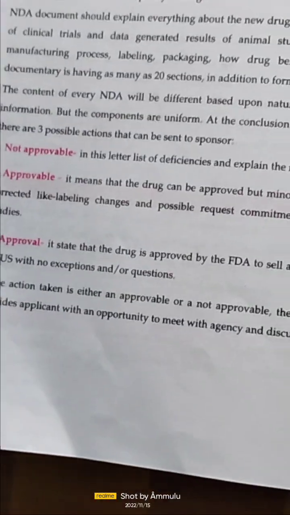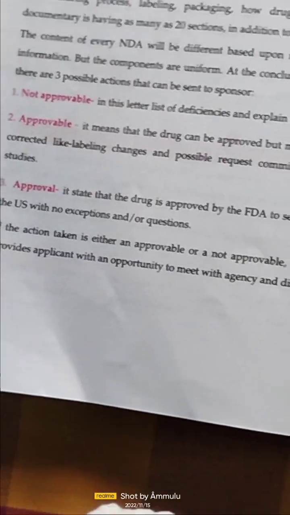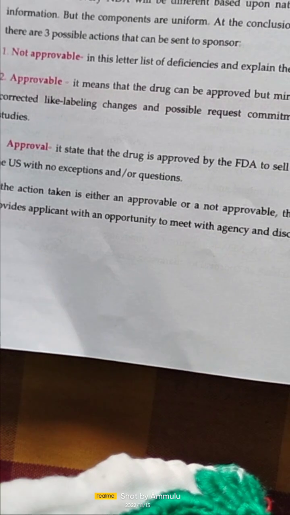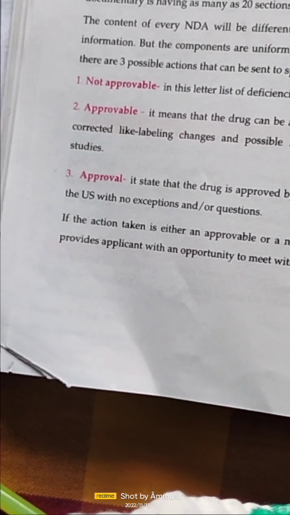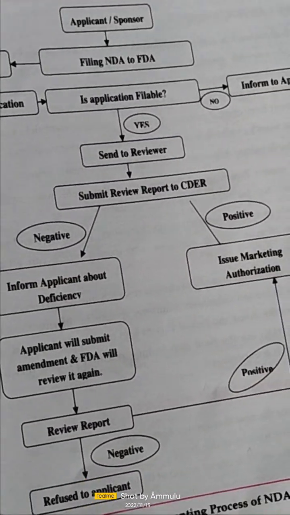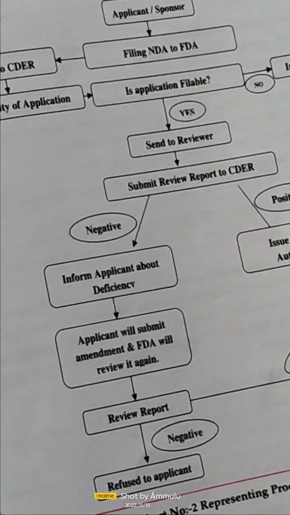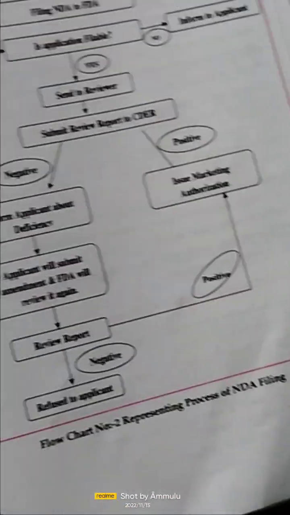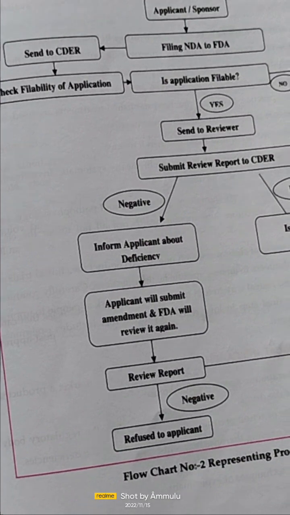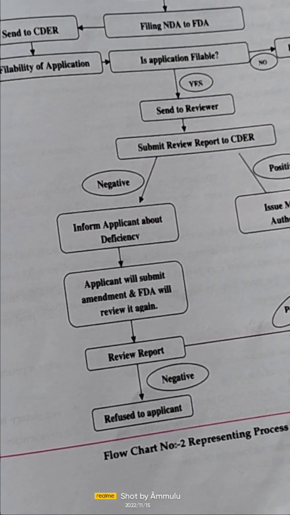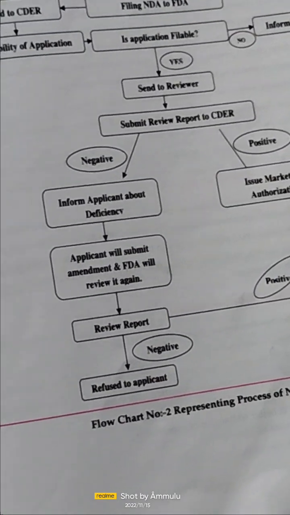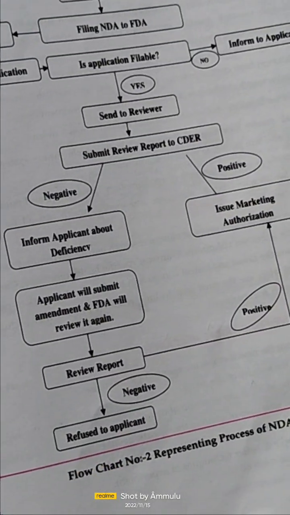The new drug's proposed labeling, packaging, method of usage, and manufacturing of the new drug with specification. The IND and new drug application document should explain everything about the new drug, which includes detailed information of the clinical trials and data generated, results of the animal studies, ingredients used and the manufacturing process, labeling, packaging, how the drug behaves in the body, etc. Everything will be explained in the new drug application.